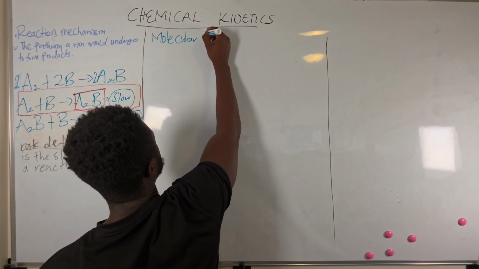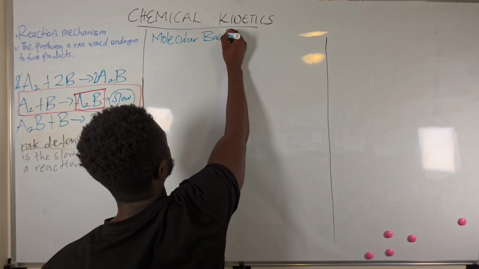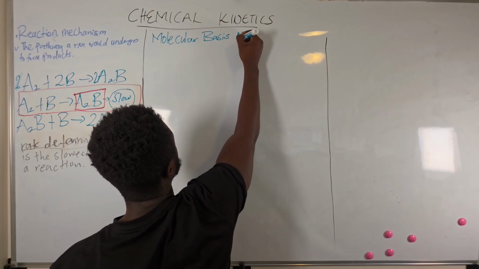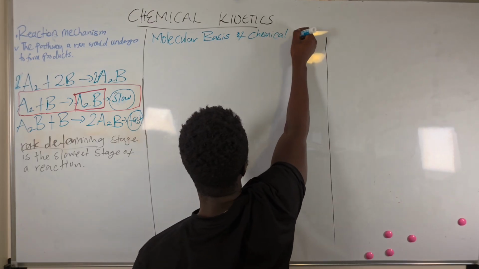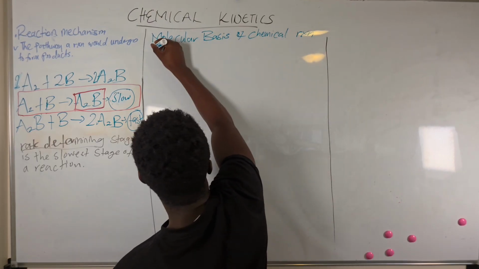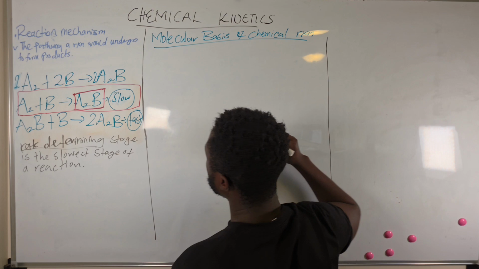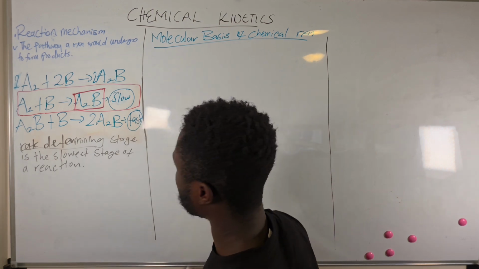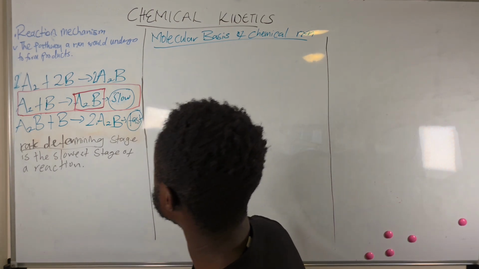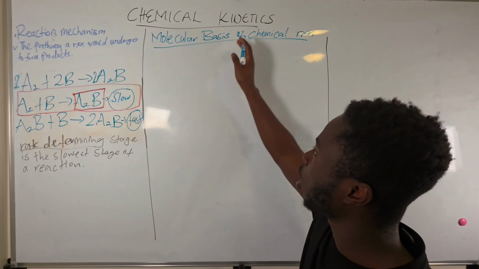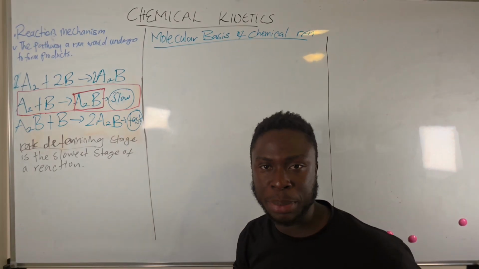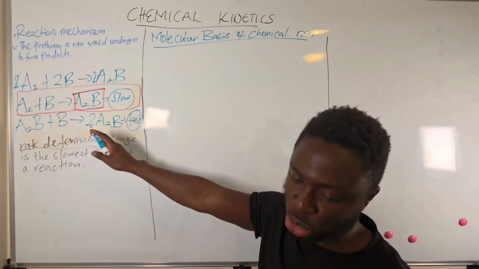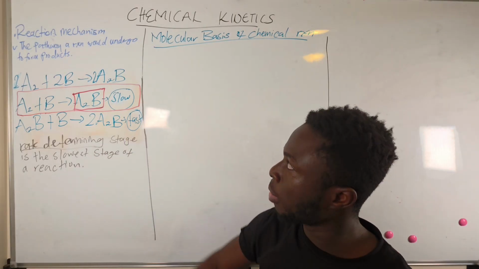The molecular basis of chemical reaction, right? And when we talk about the molecular basis of chemical reaction, it is basically telling us how the molecules of these compounds would combine to form the balanced equation, or combine to form the products.